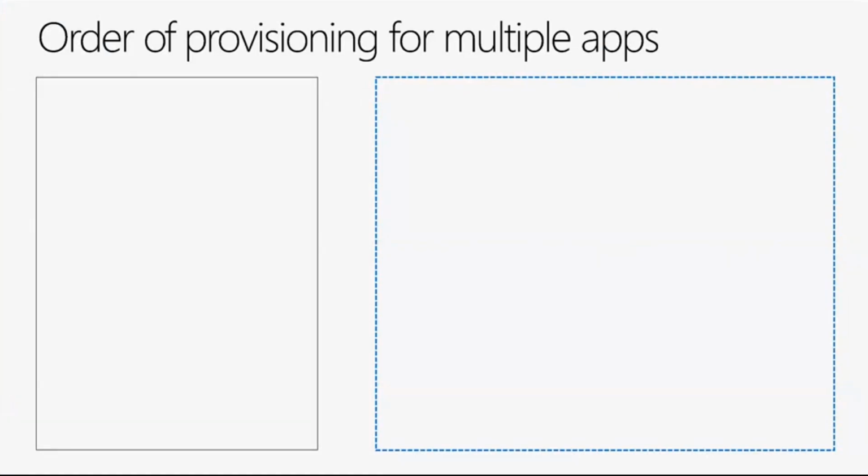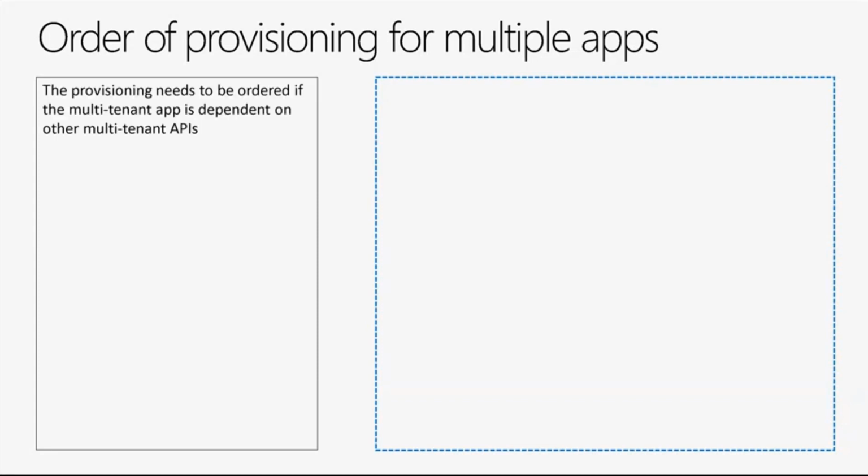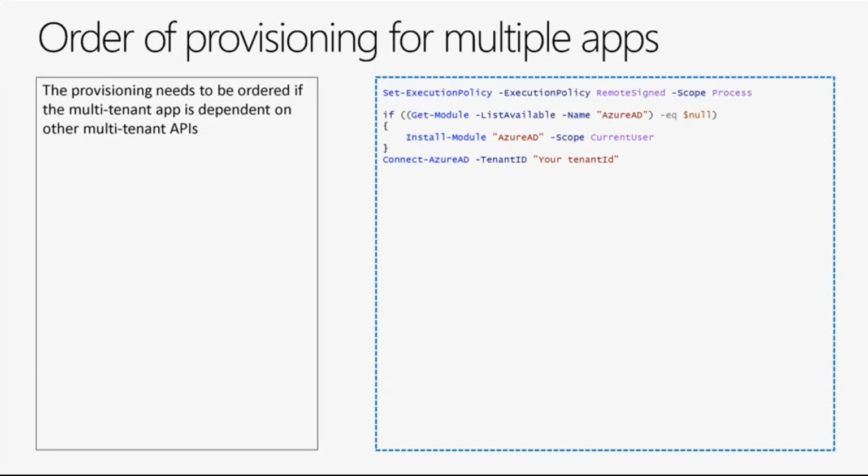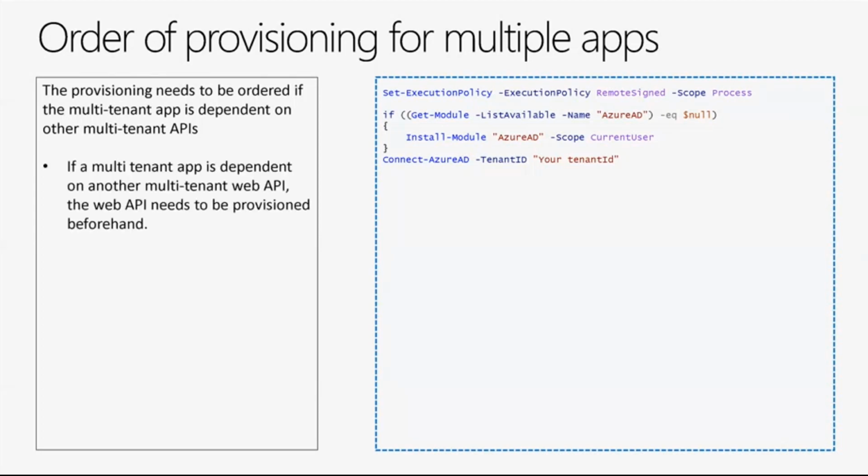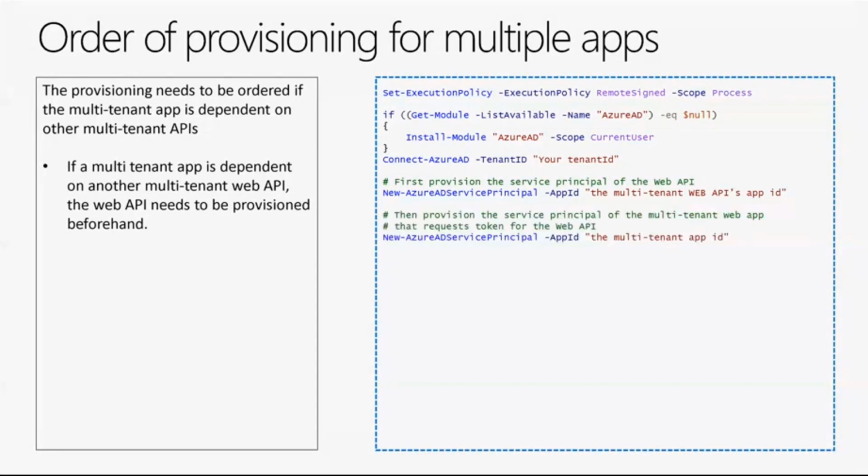The first thing you have to understand when you are provisioning your multi-tenant apps in the other tenants is that you have to care about the provisioning order. So let's say you have an application that is dependent on a web API, which is also a multi-tenant API. You would go to the API permission screen and set up the permissions there. In that case, you have to make sure that the web API that your web app is dependent on is provisioned before the web app itself. So in this example, I am first provisioning the web API, and then I'm provisioning the web app, which is dependent on this web API. Just keep that in mind.